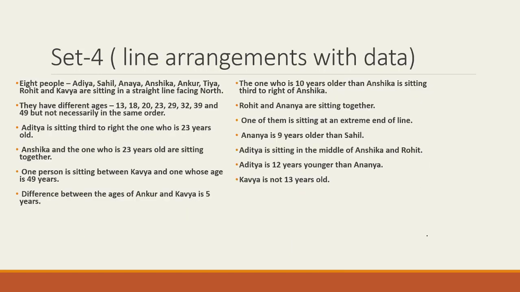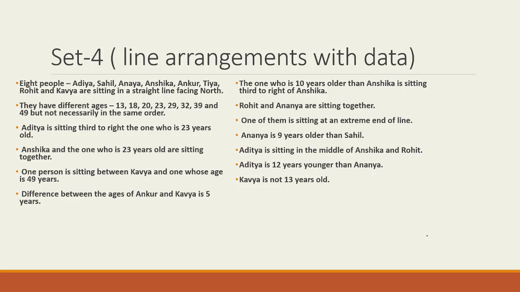Let's have a look at one more set. Now here it's a line arrangement with some additional data. So I'll read it for you. There are 8 people: Aditya, Sahil, Anaya, Anshika, Ankur, Tia, Rohit and Kavya. They are sitting in a straight line facing north.